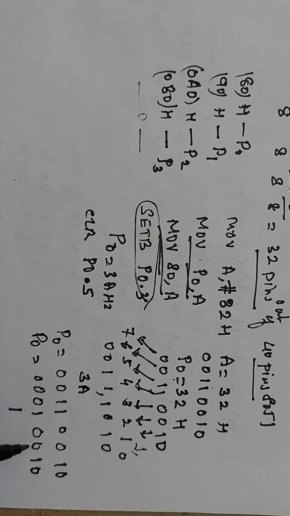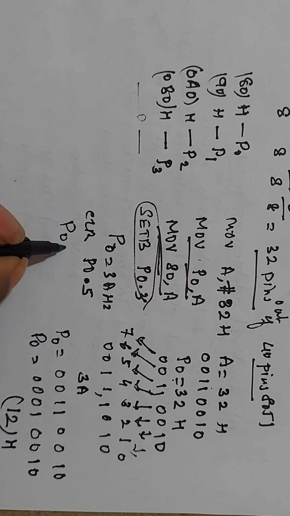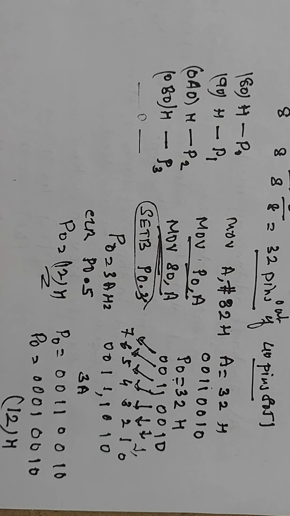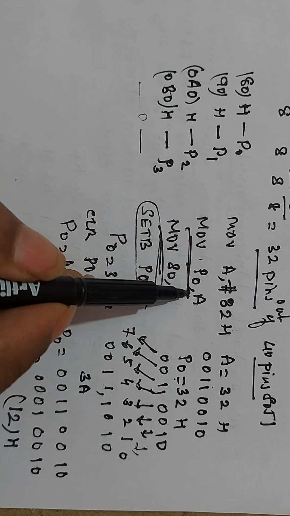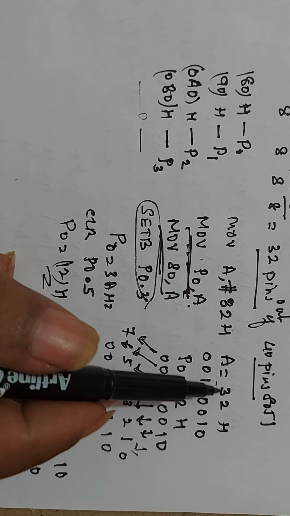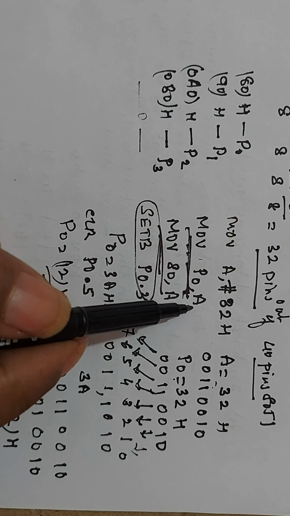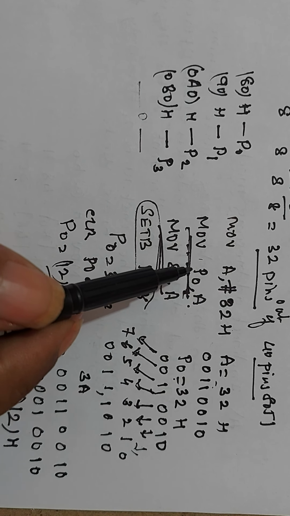0001 means 1, 0010 is 2. Therefore now port P0 contains 12H. This is how you can use a port as byte address and bit address. See, in this case, it is used as a byte address because A contains 32H. It is a byte. 32H is 8 bits. That's a byte. This byte is stored in P0. Therefore, it is used as a byte address.